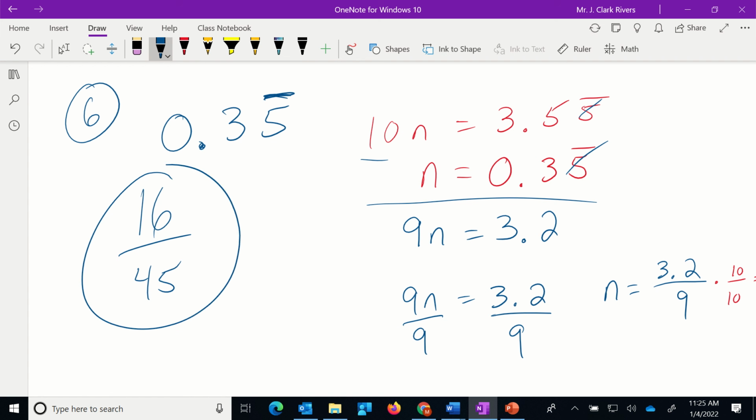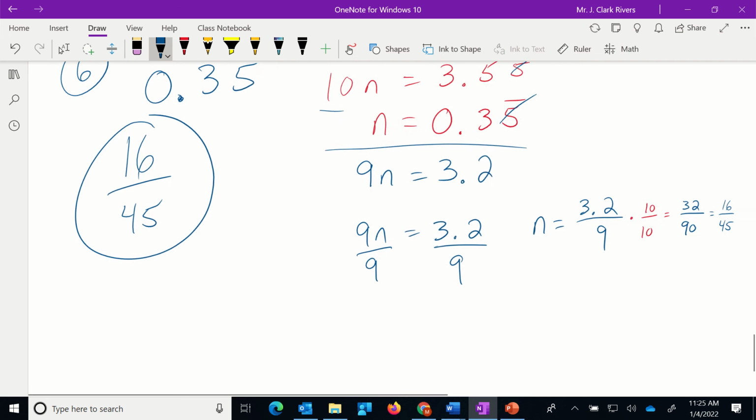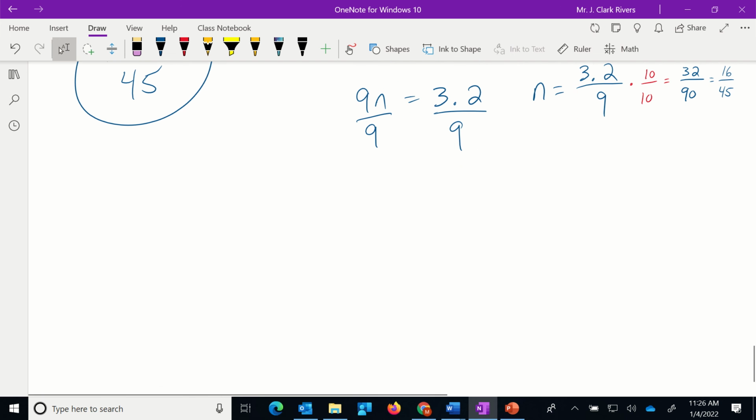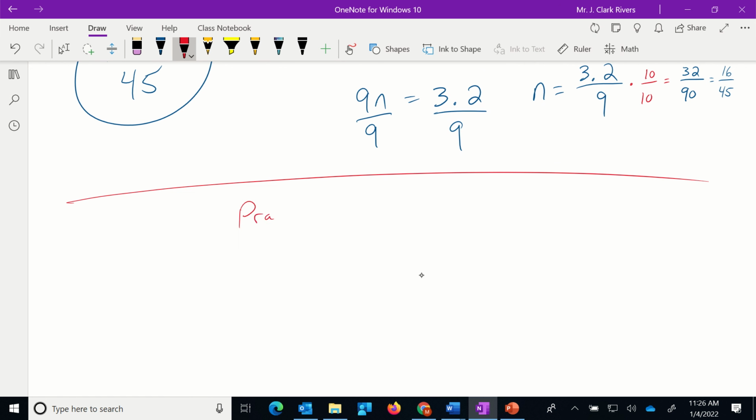Pretty crazy, huh? All right, now I'm going to give you a couple problems to do on your own. There's a shortcut for the first couple. Feel free to take the shortcut on the first couple if you know it. So we'll call this the practice section.